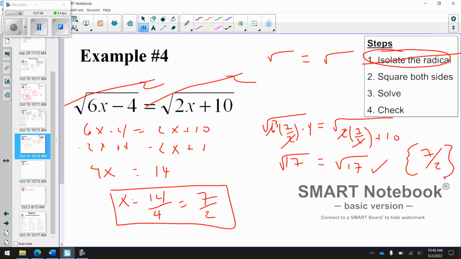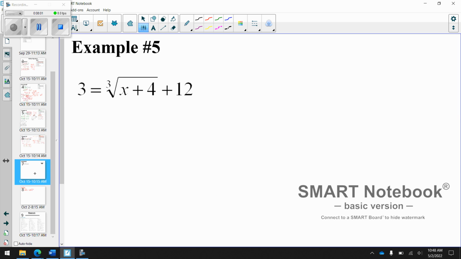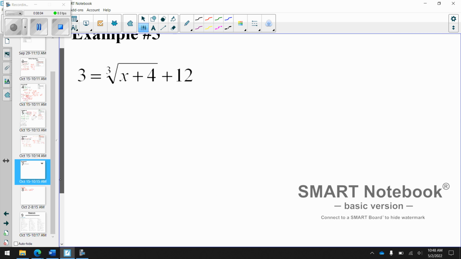All right, let's do one more. All right, a cube root. So we squared a square root. So we're going to cube a cube root, a fourth root. That's how we get rid of that root. So again, same steps, isolate. So I got to bring 12 over. So I get negative 9 equals the cube root of x plus 4.